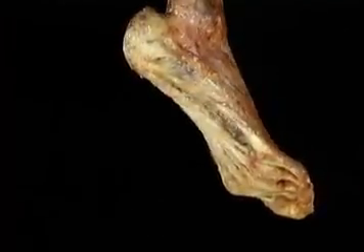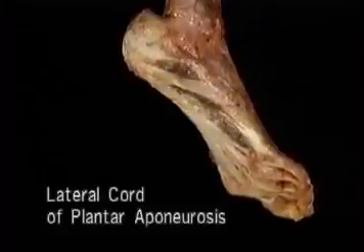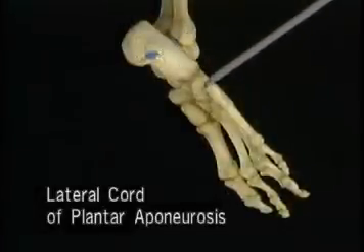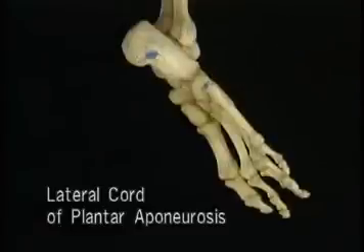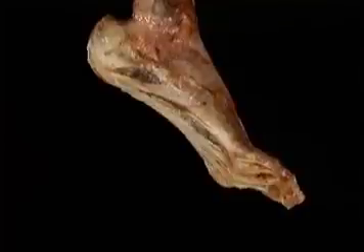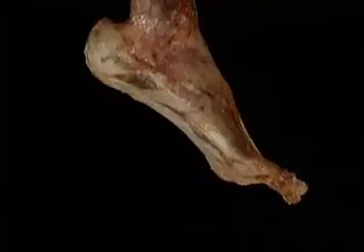Here on the lateral side, there's a marked thickening of the plantar fascia called the lateral cord of the plantar aponeurosis, which goes from here on the calcaneus to here on the base of the fifth metatarsal. The lateral cord of the plantar aponeurosis helps to support the longitudinal arch of the foot on the lateral side. We've seen all the muscles of the foot. Let's review them before we move on to look at the blood vessels and nerves of the foot.